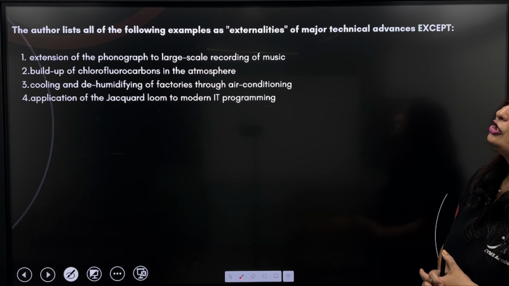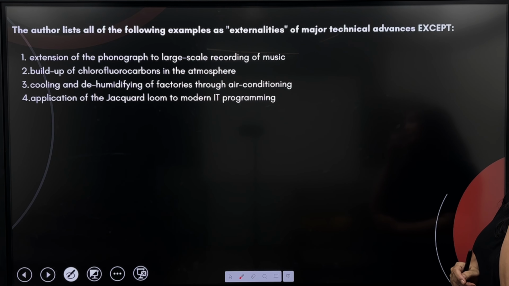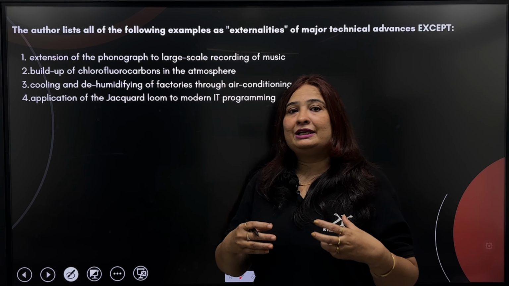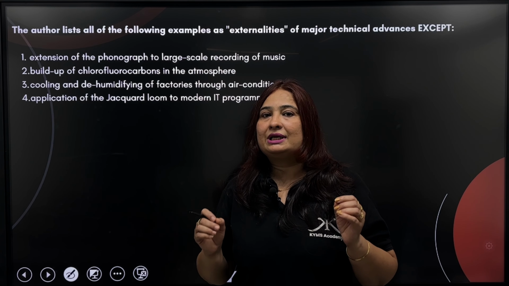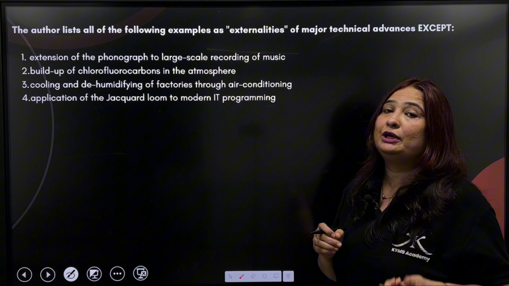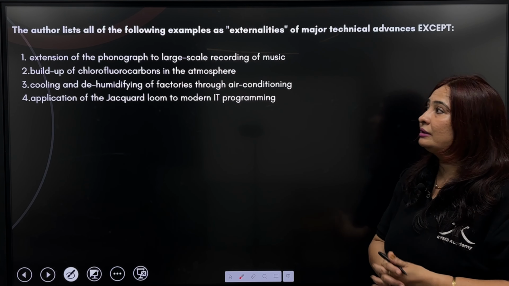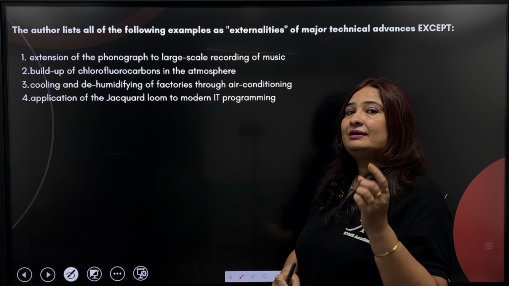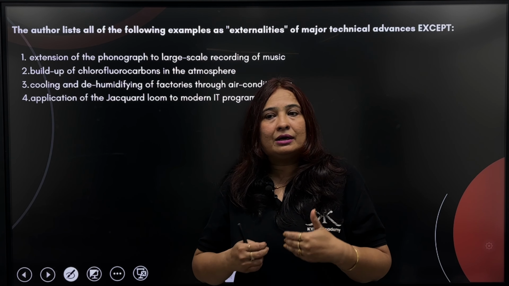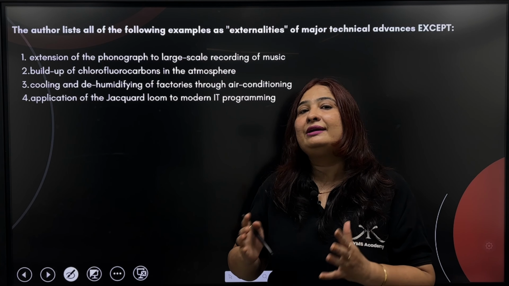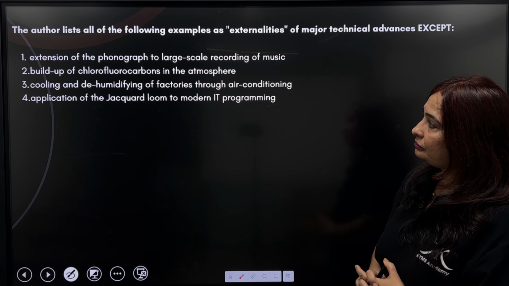The last question is, the author lists all of the following examples as externalities of major technical advances, except. As I told you while reading the passage also, if any word is given in inverted commas, that is a question pocket or there can be an option. So you can see over here a question is asked about externalities, and externalities came in the first paragraph, and ultimately what is another word for externalities? It is secondary order effects, unintended consequences.